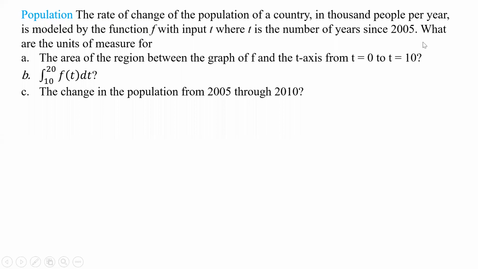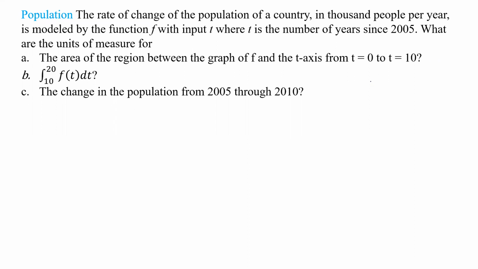All right, so let's look at some examples here. Here we have the rate of change of the population of a country in thousands of people per year is modeled by the function f with input t, where t is the number of years since 2005. What are the units of measure for: A, the area of the region between the graph of f and the t-axis from 0 to 10; B, the integral from 10 to 20 of f of t dt; and C, the change in the population from 2005 through 2010?